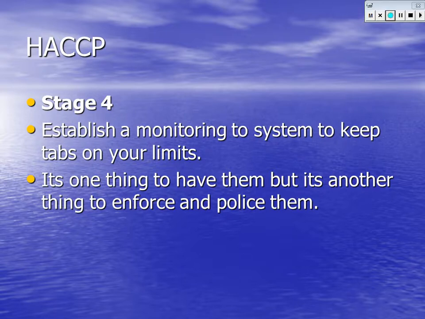In reality, the worst outcome is someone dies from your product and someone says, who audited your HACCP program? And you say, oh, well, we did it internally. Yeah.